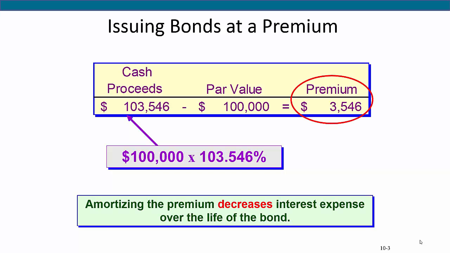How much did you decide Adidas will receive in cash? You should have calculated $103,546. If not, try again. This is an important calculation that you should learn before you take a quiz or an exam.